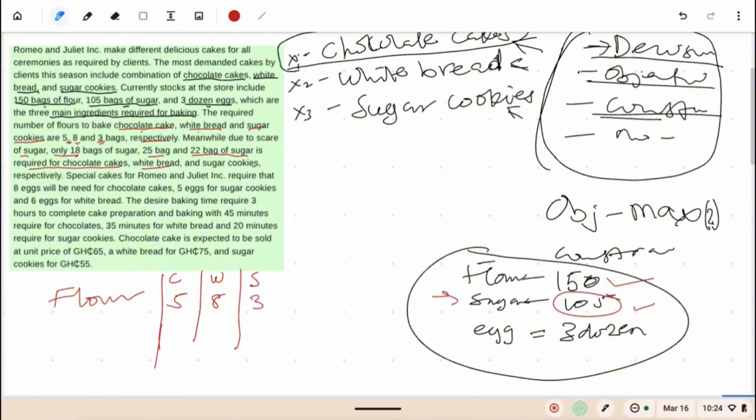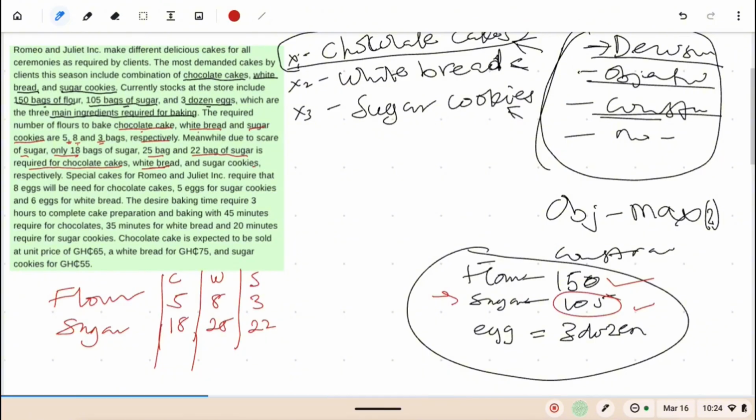So let's write our sugar here, how they apportion the sugar. They said 18 for chocolate, so C for chocolate, so let's write 18 here. They said 25 bags for white bread, so you have 25 here, and then 22 for sugar cookies, so you have 22 here. So this is how they apportion this 105 sugar when producing the chocolate cake, the white bread, and then the sugar cookies.